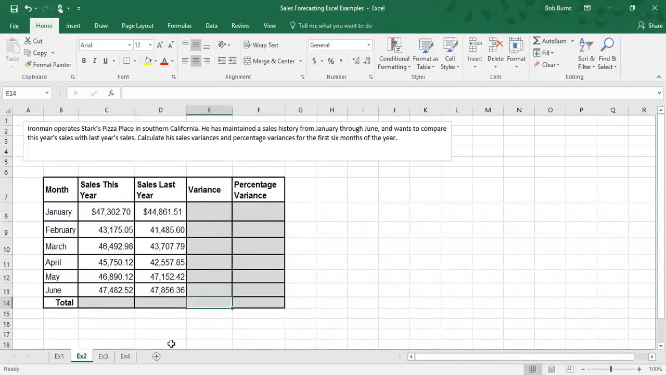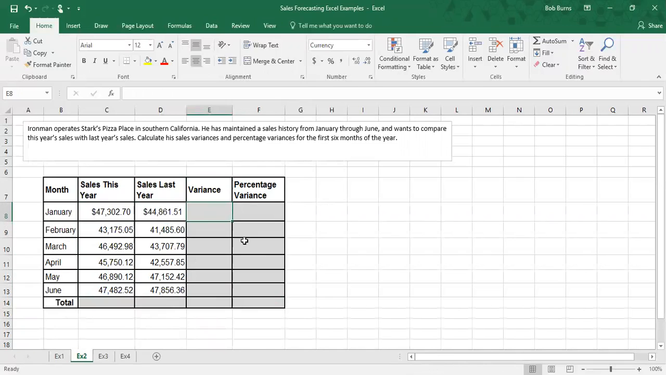Example 2. Again, we have a similar problem here. We're looking at sales variance, and we have percentage sales variance. And then we have some totals down here. We're not going to total these columns. We're going to use the same formula we're going to do here. And variance is just going to be this year's sales, so this column right here, each one of them minus last year's sales.